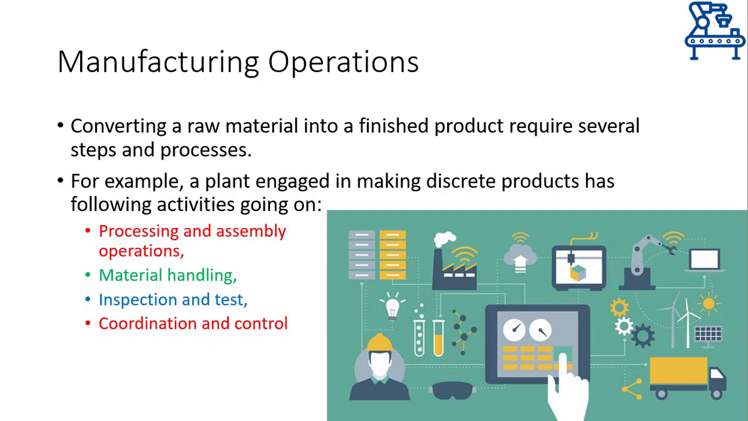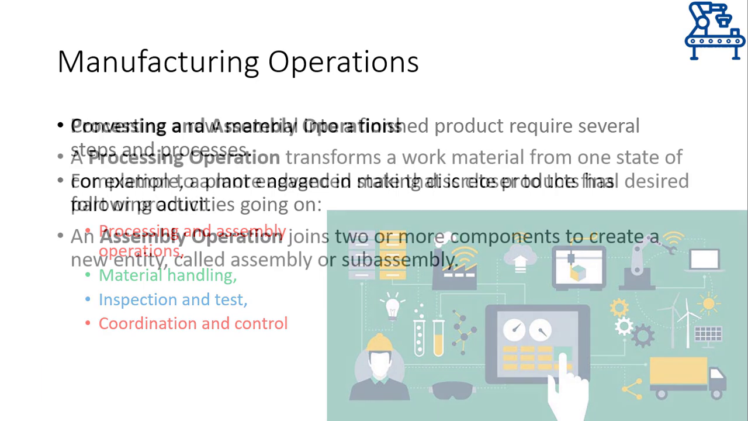Anyhow, no matter what the industry is producing, the manufacturing operations can be generally divided into four different sub-processes. The first one is the process or assembly operation. Then there is material handling and storage operation. Along with these operations, inspection and testing is being carried out, and on top of everything, the operation of coordination and control is there.